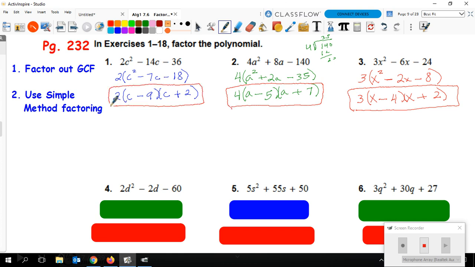That's the way you want to get these answers for 4, 5, and 6. So first, just do the 2 steps: factor out the GCF first, and then use the simple method factoring to factor the trinomial into 2 binomials. Let's go ahead and pause the video and do 4, 5, and 6, and then I'll show you those answers once you play the video.